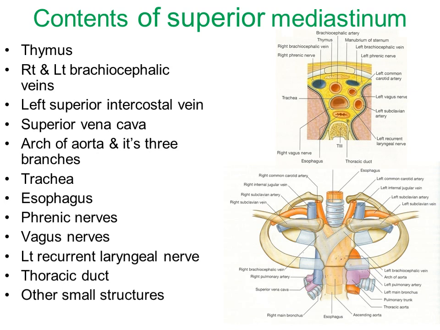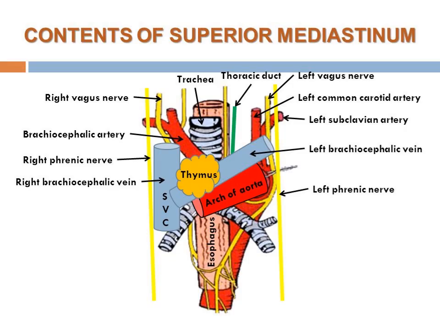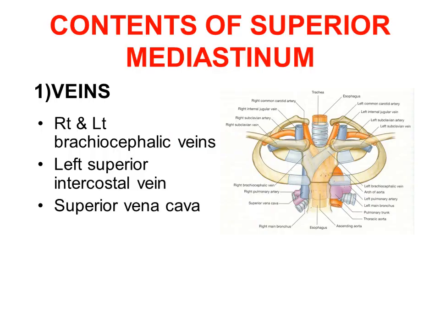Nerves are phrenic nerves, vagus nerves, left recurrent laryngeal nerve. One more structure, the thoracic duct, several lymph nodes and other small structures are also there, which form the content of the superior mediastinum. This is yet another diagram depicting the contents of the superior mediastinum. Now we'll talk about these contents one by one.